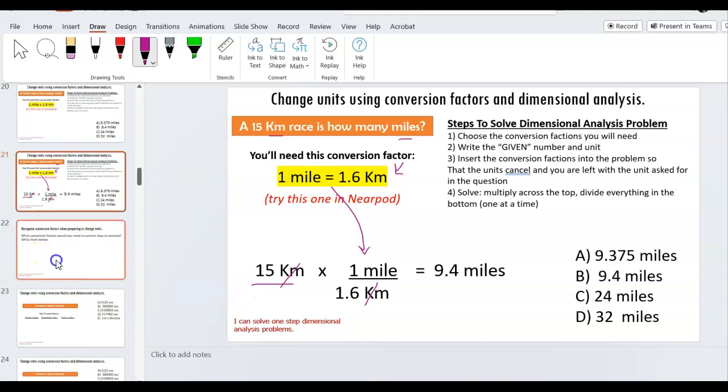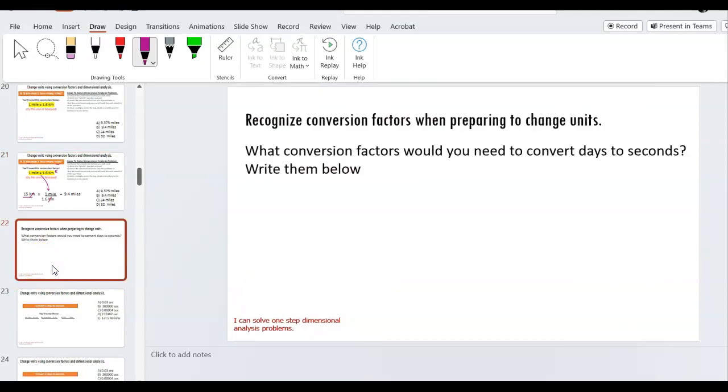All right, so this next slide is where I had said to fast forward to if you felt like you were comfortable with that first part. But recognizing conversion factors and eventually putting them into multi-step problems. So if I wanted to change days to seconds, you could pause the recording here for a second and think through what kind of conversion factors you would need to go from days to seconds.